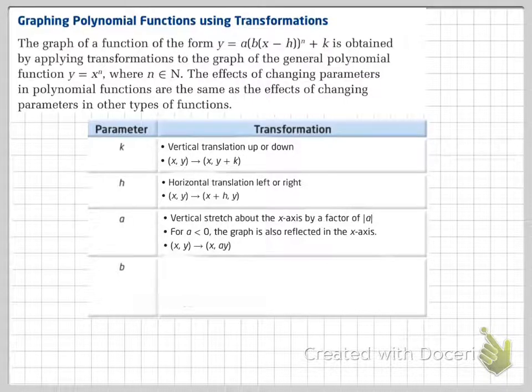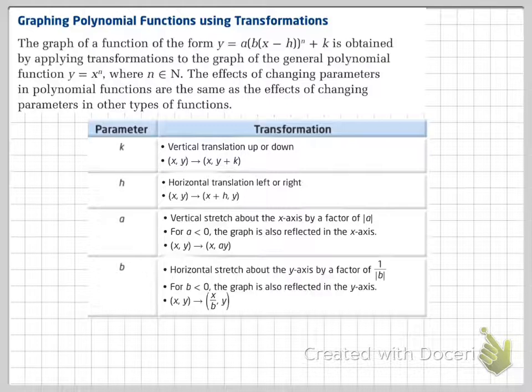a is, of course, our vertical stretch, and it's going to be about the x-axis by a factor of the absolute value of a, and then there's a further reflection in the x-axis if a is negative. For b, we can say that the horizontal stretch is about the y-axis by a factor of 1 over the absolute value of b. If b is negative, the graph is also reflected in the y-axis, and every point (x, y) goes to (x/b, y).